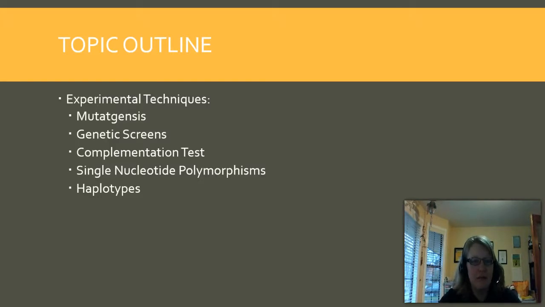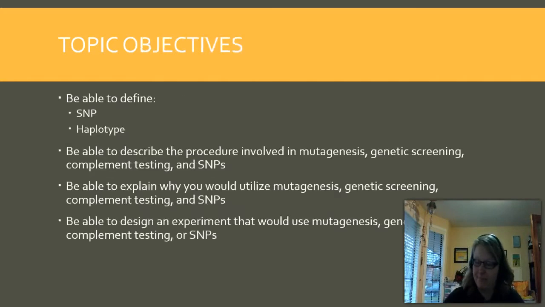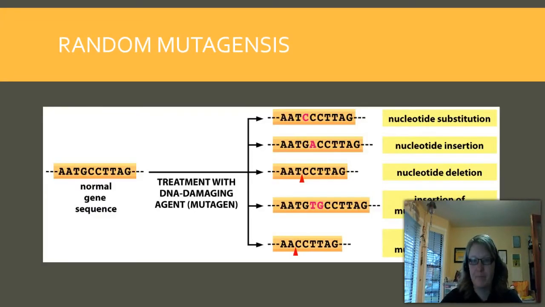There's going to be 5 main sections we're going to talk about, and we're going to go through each of these. As always, here's your topic objectives. Please let me know if you have any questions about these, and we can go through some examples of these in class as well. Alright, so let's get started.